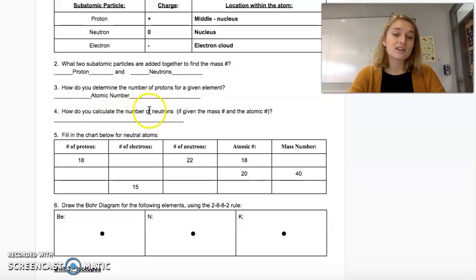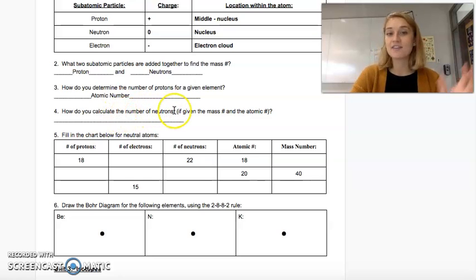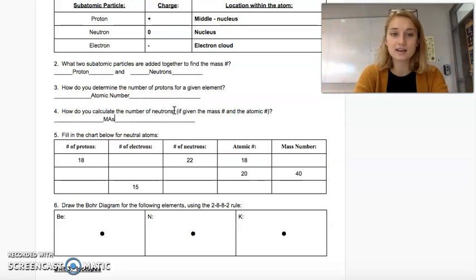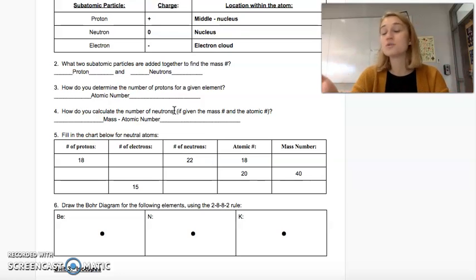So in this one, how can I calculate the number of neutrons if I have the mass and the atomic number, which is the number of protons? I can just do mass minus atomic number. And that'll equal my number of neutrons.